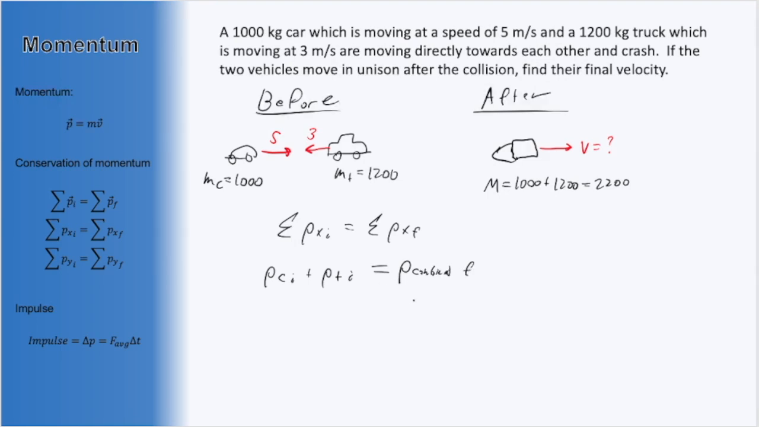Since all these momentums are just the mass of the object times its velocity, I can say the momentum of the car equals mass of the car times the car's initial velocity, then add the momentum of the truck, which would be mass of the truck times the velocity of the truck initially. That will be equal to the combined momentum after the collision, which would be the combined mass capital M times whatever that V final is.